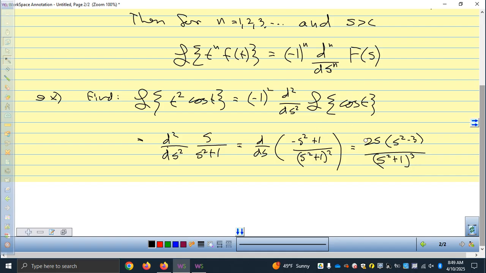Now, to find the inverse transform of something like this is challenging if we were doing it without looking in a table, because somehow you have to recognize that this is some kind of derivative of some other function of s. So usually, for things like this, you would look up the inverse transform in the table.